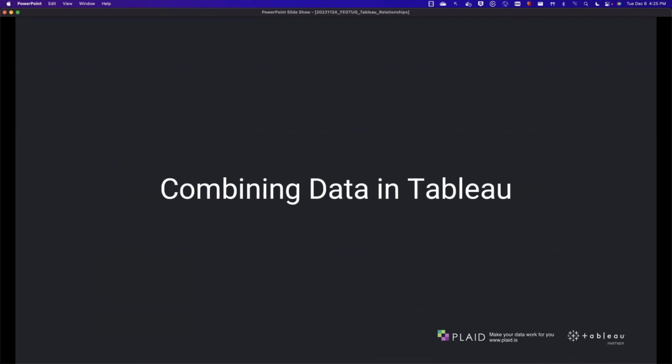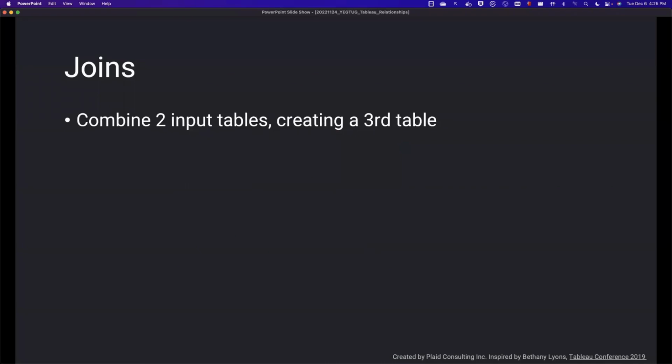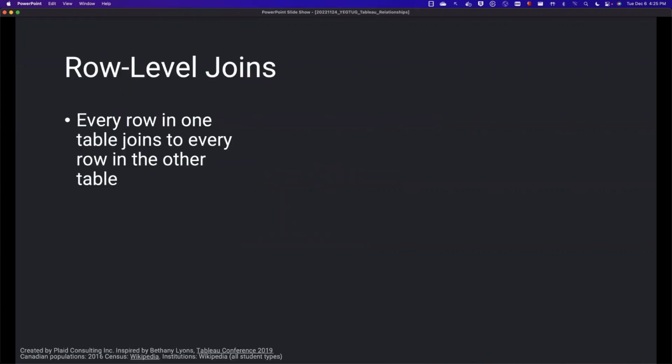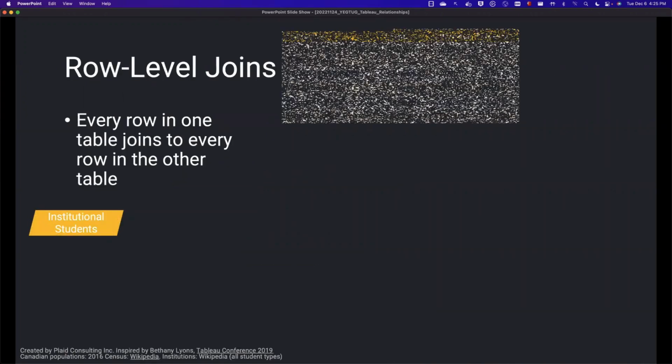In Tableau, there's a number of different ways to combine data. We'll start with joins. These have been in Tableau since the earliest days. Joins allow you to combine two tables and output a third table, and you can stack many joins together. So you can have multiple inputs and a single output. There's two different kinds of joins.